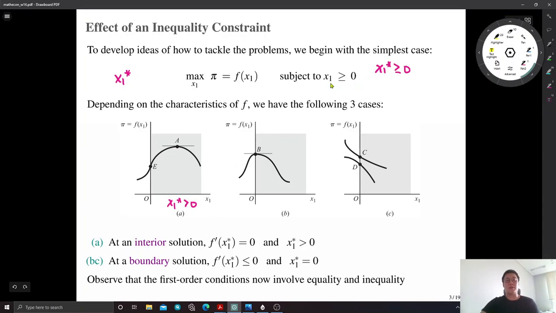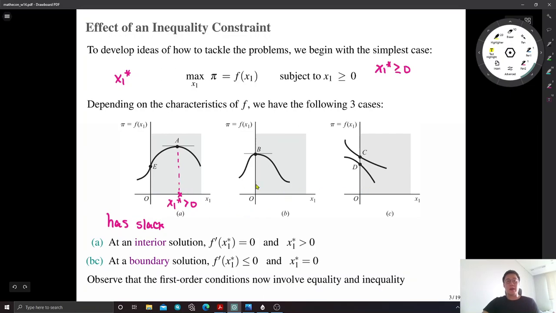In this case, the given constraint is irrelevant because we assumed x1 is non-negative, but it turns out that the solution is strictly positive. So we say that the constraint has slack in this case. The constraint has slack in the sense that the function is maximized at x1 star. The given constraint requires x1 be non-negative, so we have this amount of slack.